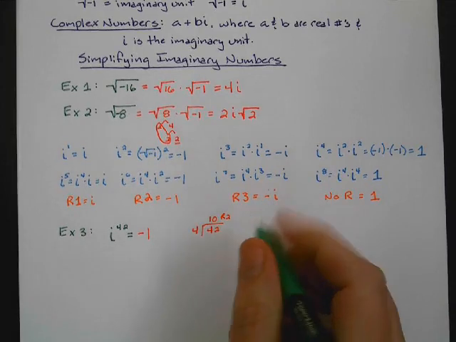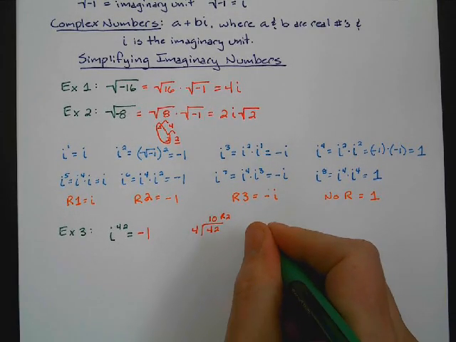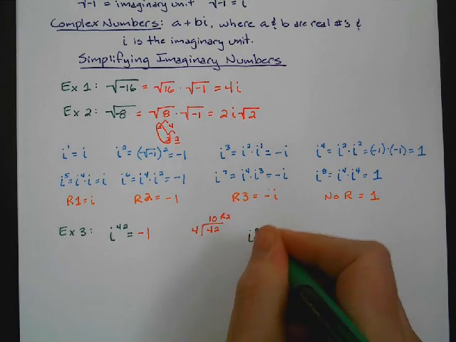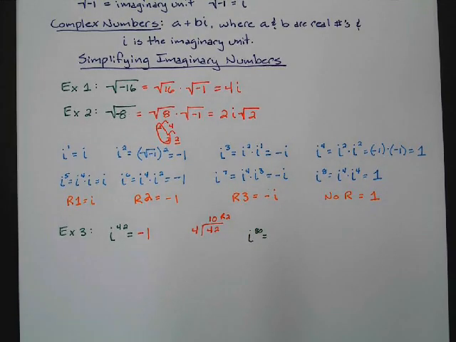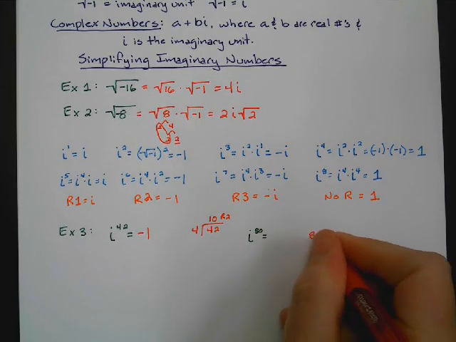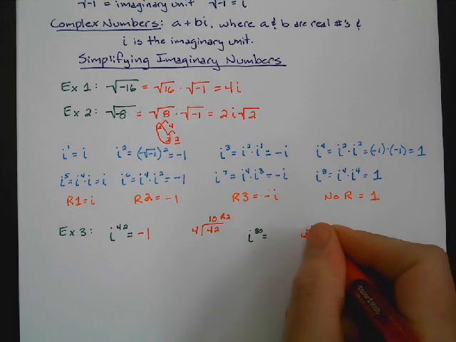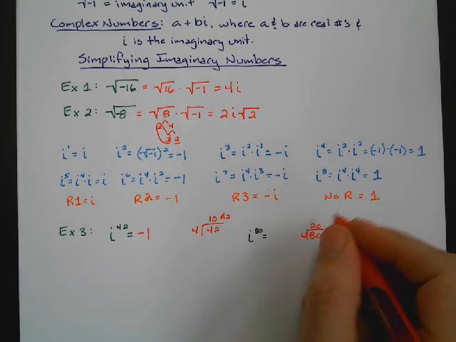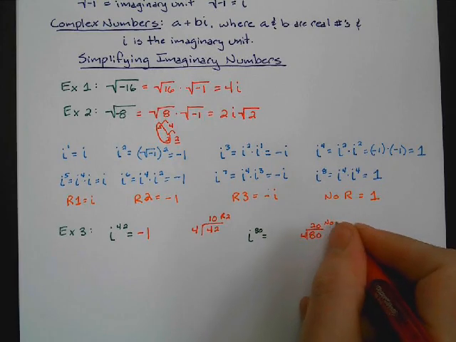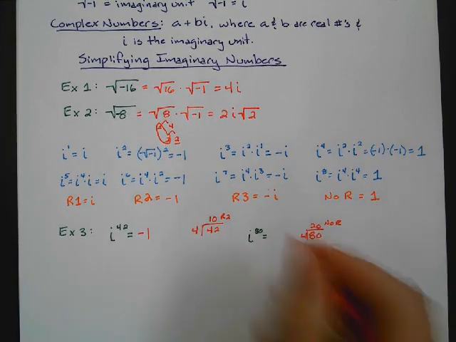Let's look at i to the 80th power. Well, I'm going to take the power of 80 divided by 4, and 4 goes in there exactly 20 times with no remainder. So when you have no remainder, your answer is going to be 1. And so on and so forth.